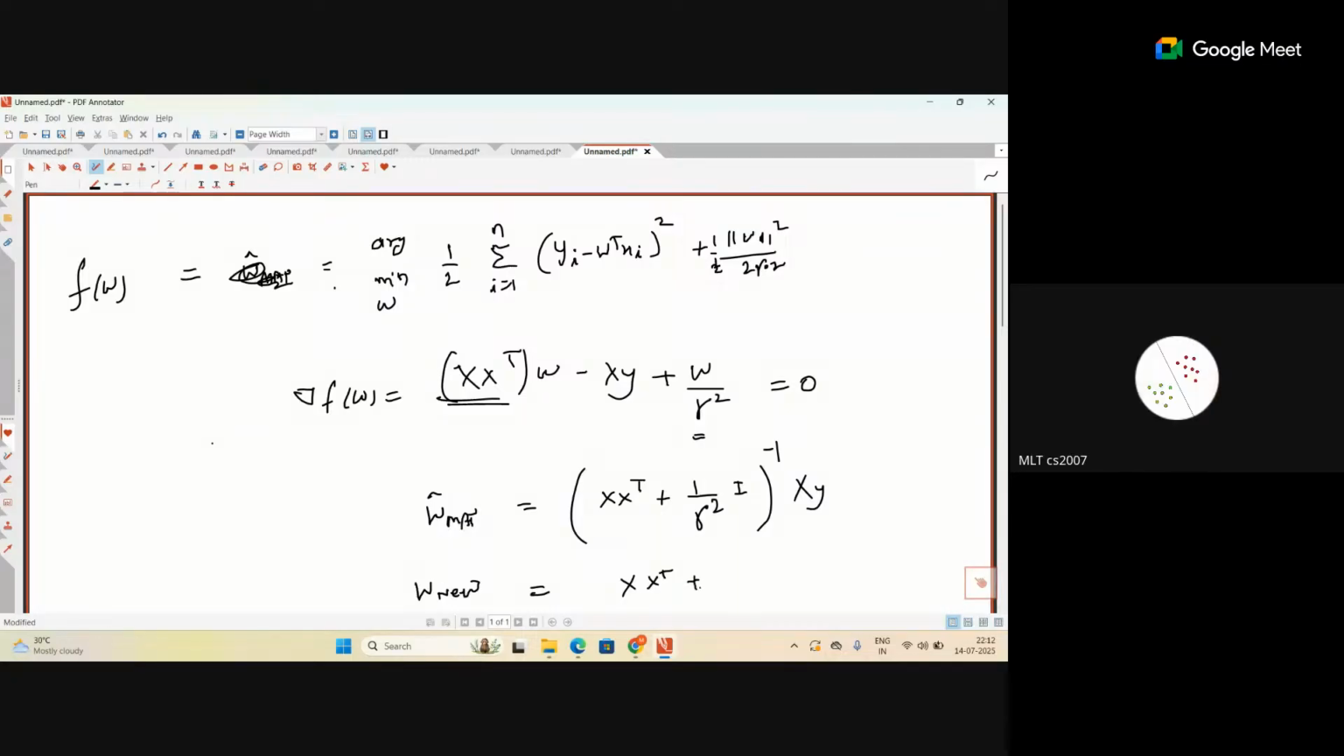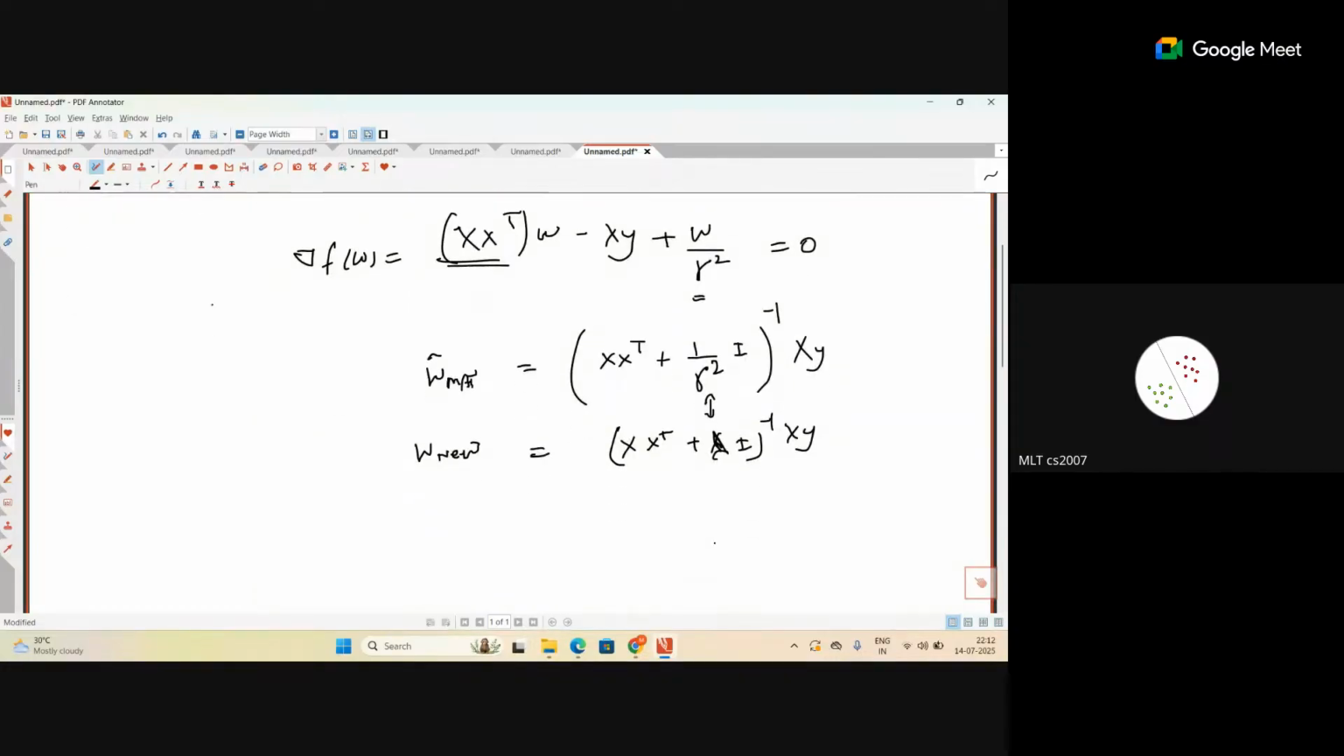W hat was (X transpose X plus lambda I) inverse X transpose y, right? And this lambda is equivalent to 1 by gamma square. And this gamma square we can find by using what? Cross validation. Correct. This was what we thought of, right?